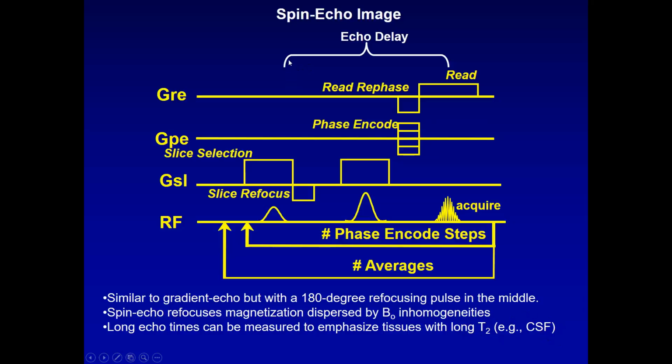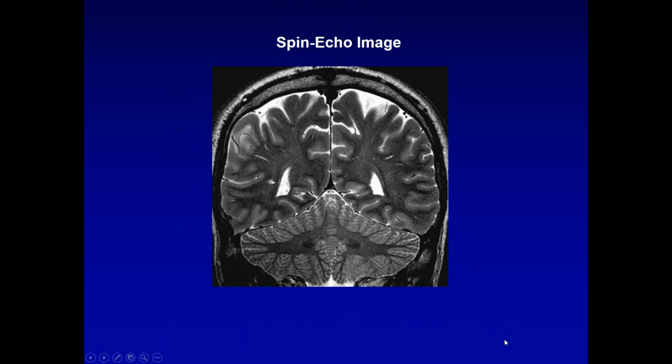So the echo delay that was specified in the gradient echo image ran from the time that the magnetization was tipped into the XY plane until the center of your echo. That's true here too, but it's a lot longer because now you've stuck a slice selective refocusing pulse right in the middle. So the echo delays for this can be longer, and even though you don't have the T2 star dropout, you can emphasize tissues with the long T2.